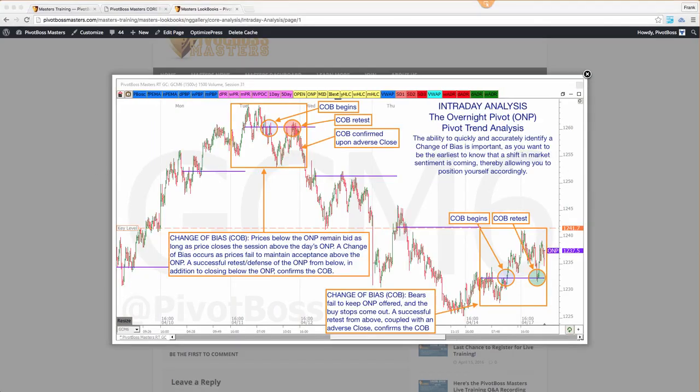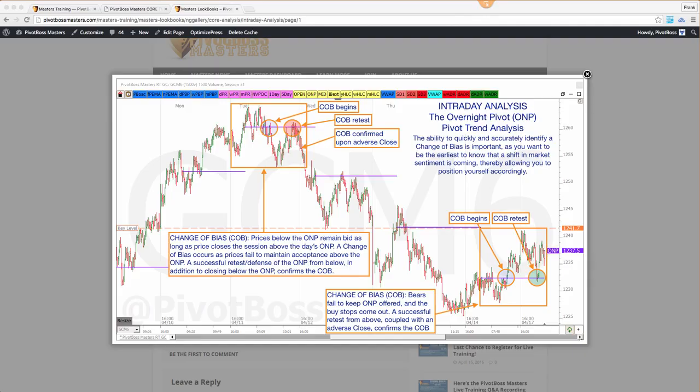So here's the overnight pivot with regards to a change of bias, because change of bias is so important, and a change of bias occurs all the time, whether you're talking about pivot-based analysis with regards to pivot range, whether you're talking about just the VWAP, or you're talking about the midpoint. You have to know when a market is about to shift bias, because bias is going to come with it a change in prices, a change in trend, perhaps a change in trading style, going from a trending phase to a trading range phase. So you have to be able to accurately identify a change of bias.